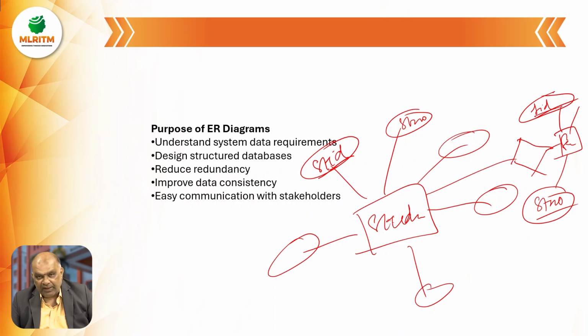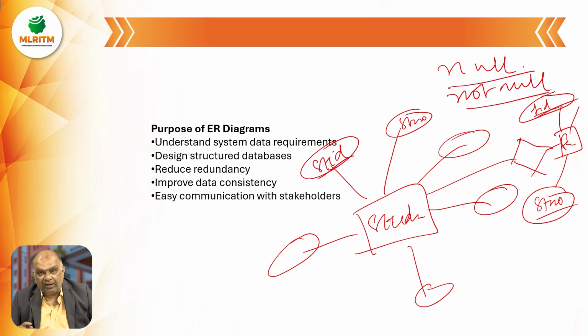So the table will be created without any inconsistent data. Here, in the ER diagram, whenever we are going to create the table, we should be specific with two values: null and not null. Null means there is no value. Not null means compulsorily that particular attribute should have some value.